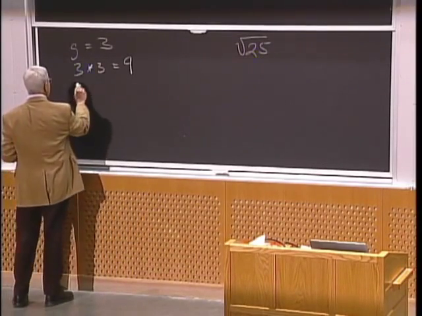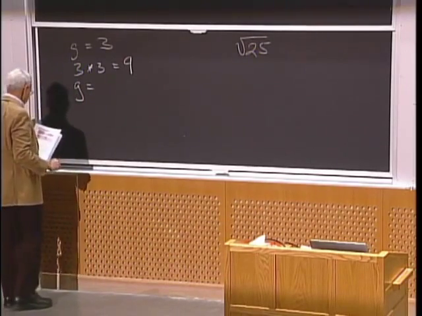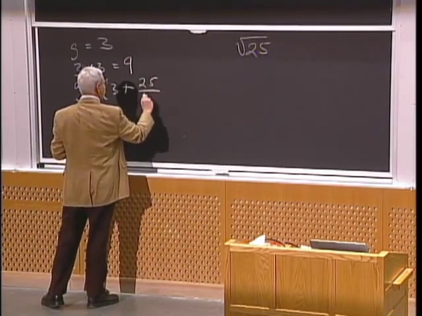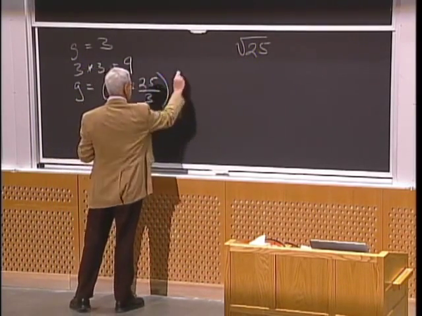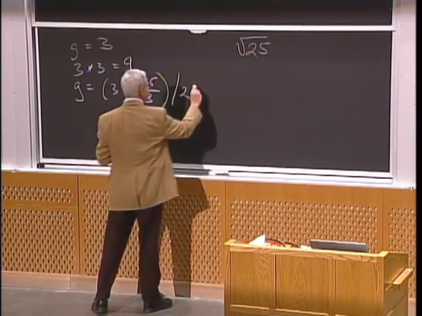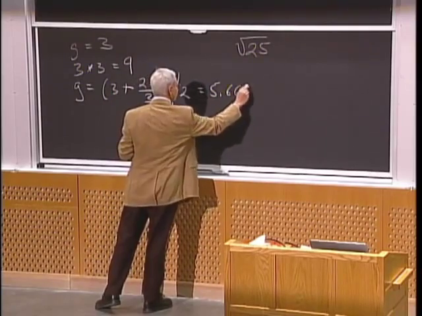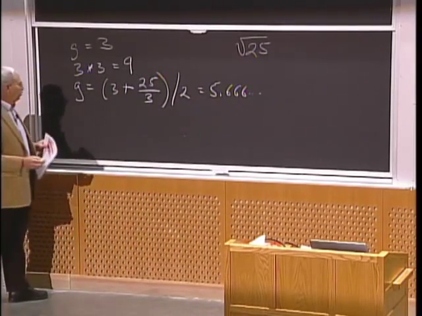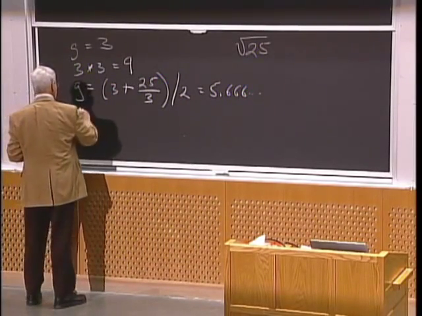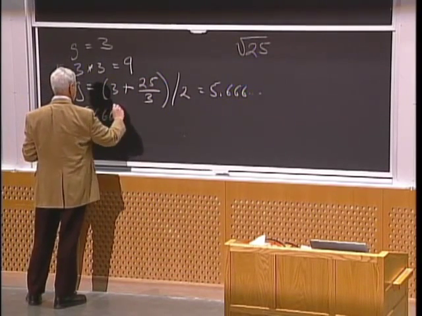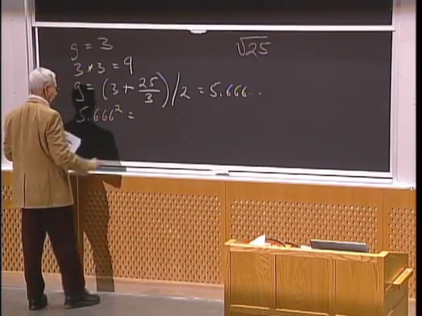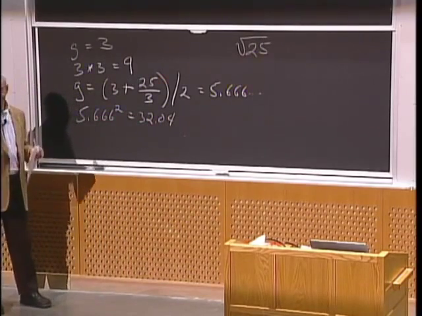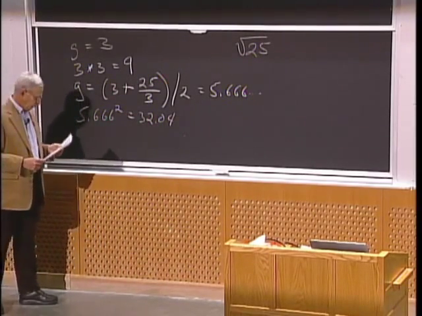So we'll reset G. And we'll set G to 3 plus 25 over 3, all of that over 2, which equals 5.6666, et cetera. All right, so now we'll multiply that by itself, and that gets to be about 32.04. Close enough to 25? Probably not.